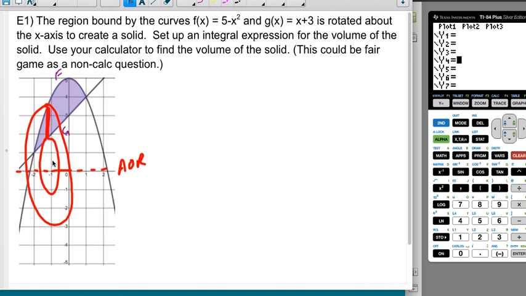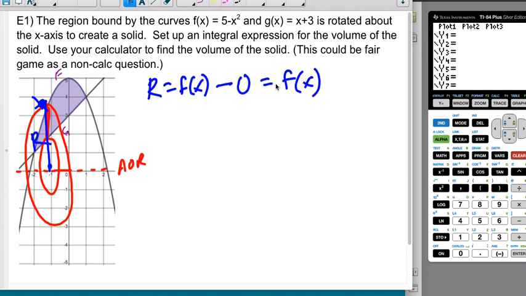This washer is going to have a big radius from the axis of rotation up to the top. That's big R. So it seems to me that my big R is the top curve, which would be f of x, minus the axis of rotation, which is 0. So in this situation, my top curve is just f of x. I can call it f of x in my integrand because they called it f of x in the problem. The radius of the hole is going to be from the top of the hole, which is, it seems, the line g, down to the axis of rotation.